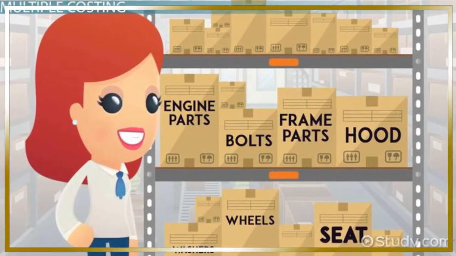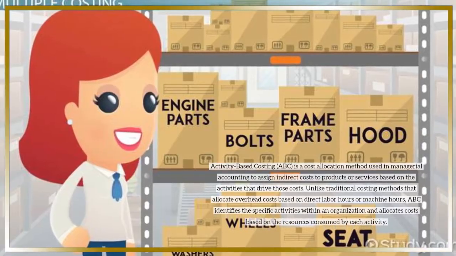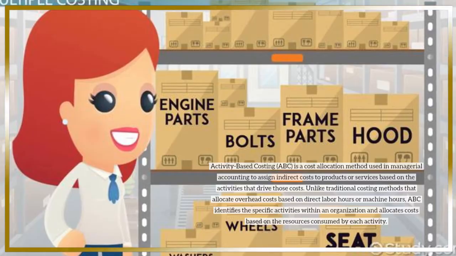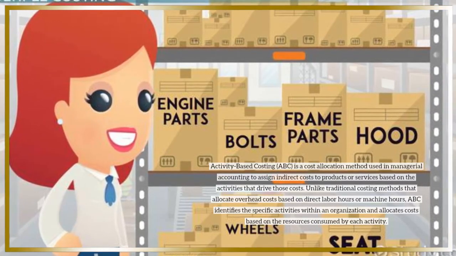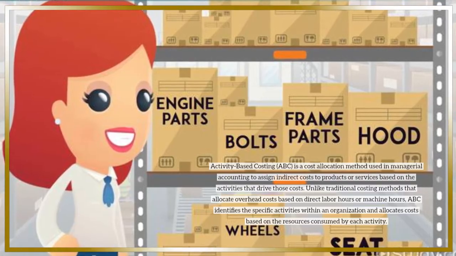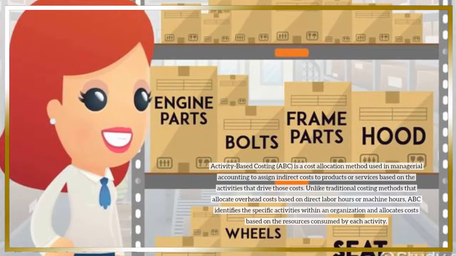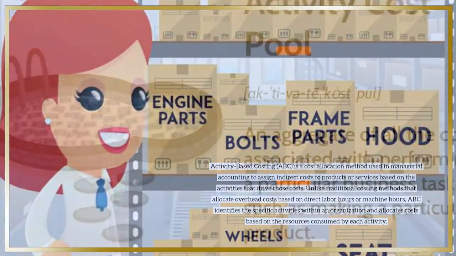Activity-based costing, ABC, is a cost allocation method used in managerial accounting to assign indirect costs to products or services based on the activities that drive those costs. Unlike traditional costing methods that allocate overhead costs based on direct labor hours or machine hours, ABC identifies the specific activities within an organization and allocates costs based on the resources consumed by each activity.